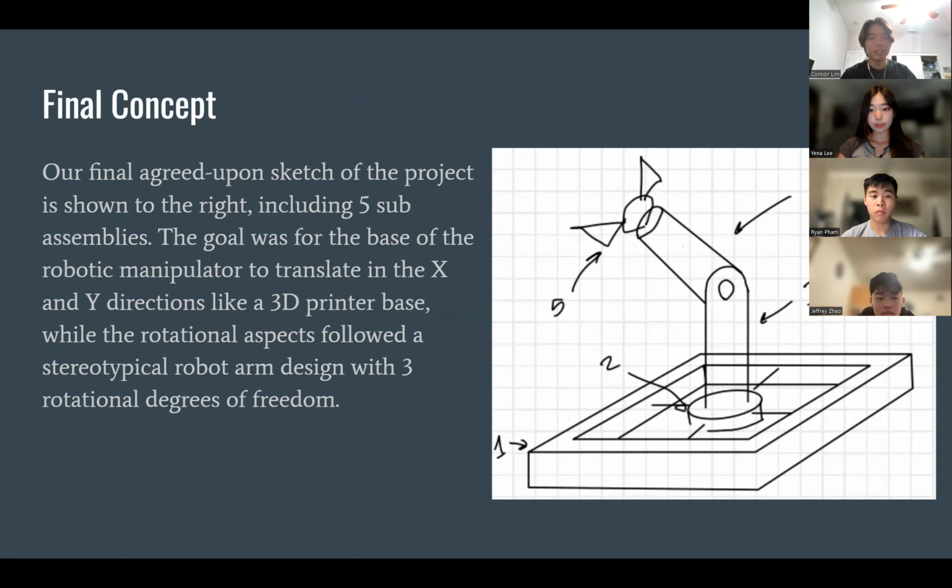So our final agreed upon sketch ended up with 5 sub-assemblies, that being the base, the linear bearing at the bottom, the lower arm, upper arm, and the claws. The whole idea is that we would have 3 degrees of rotational freedom, as well as the X and Y directions. It was based off the 3D printer base, the way that those tend to move in the X and Y directions.